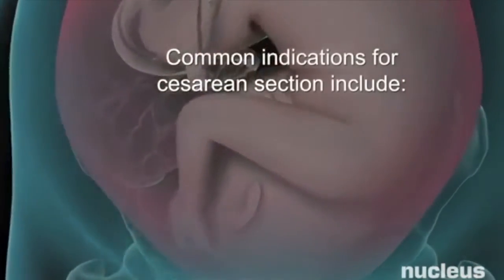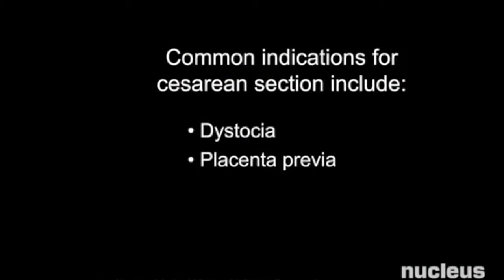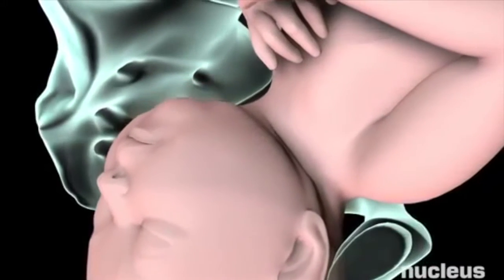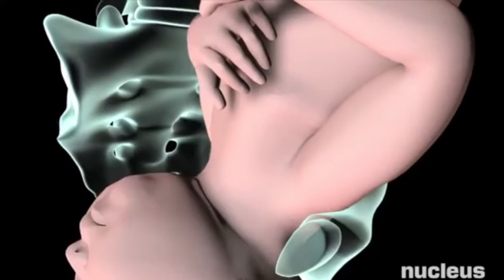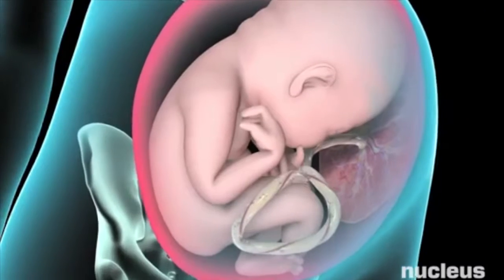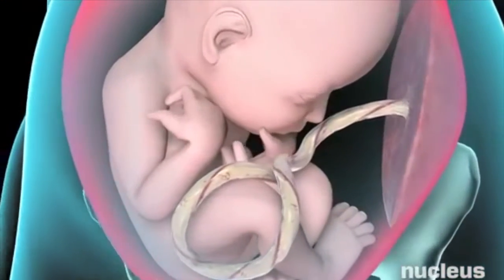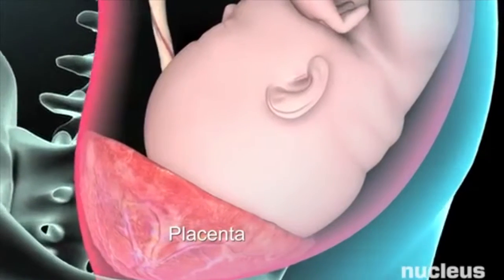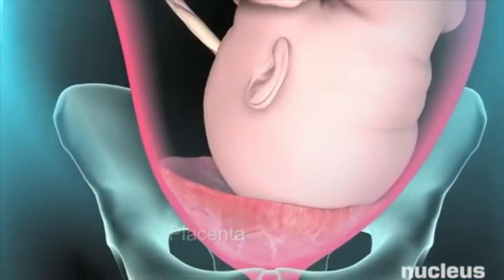Common indications for Cesarian section include dystocia, placenta previa, and fetal distress. Dystocia, or prolonged non-progressive labor, can occur when the baby's head is unable to fit through the birth canal or its body is in an unfavorable position, such as perpendicular to the birth canal or buttocks first, which is the breech position. Placenta previa occurs when a low-lying placenta partially or completely blocks the cervical opening.